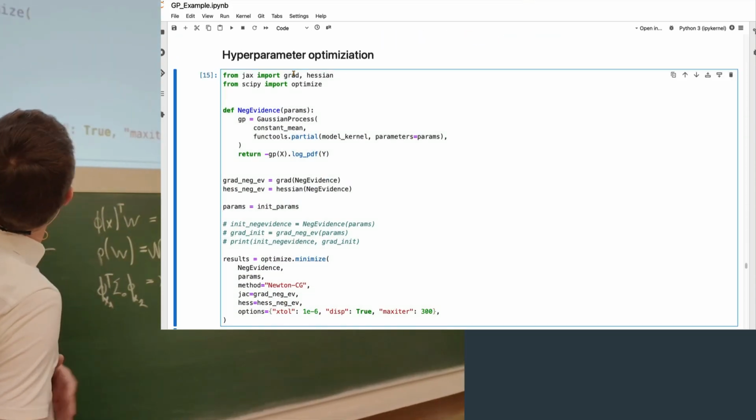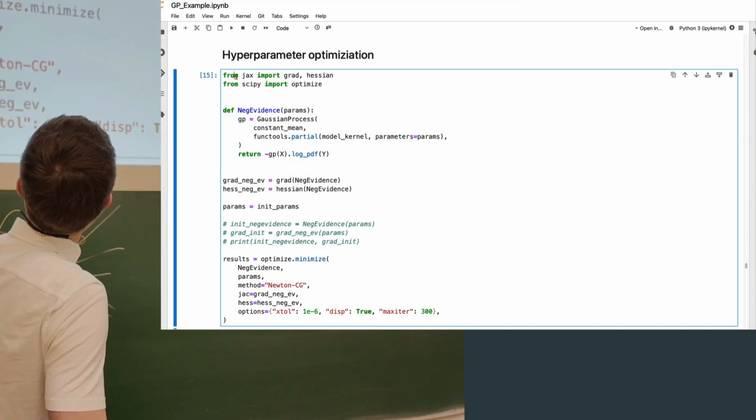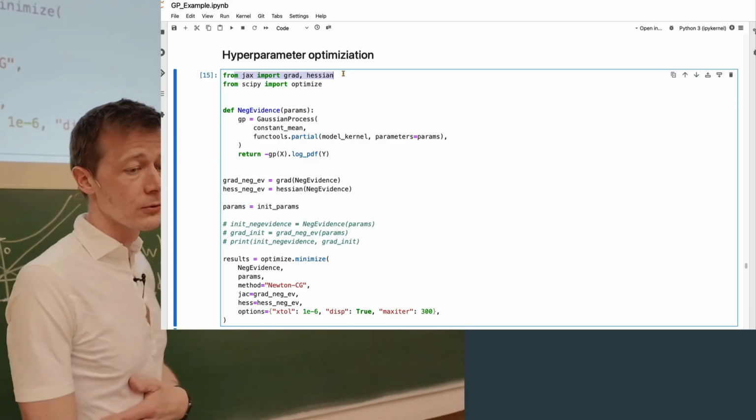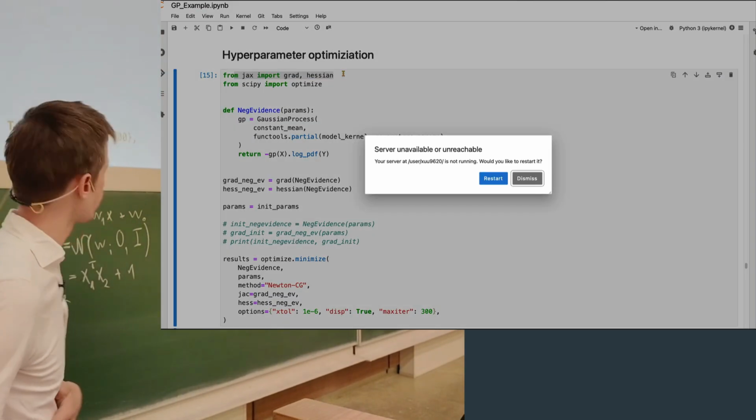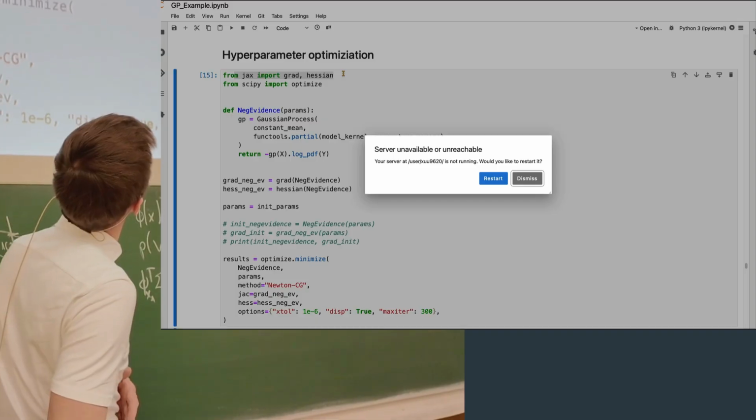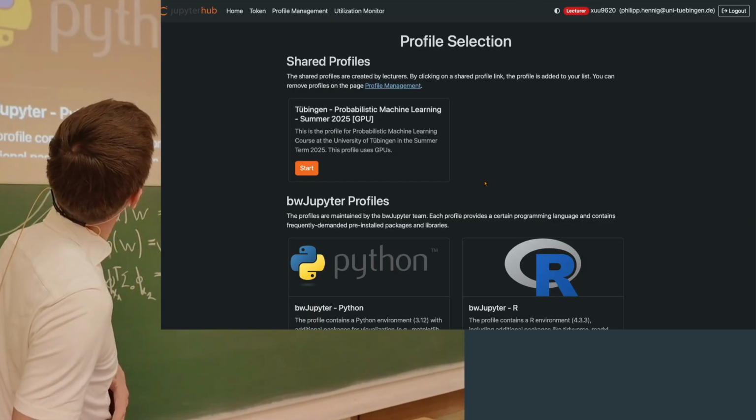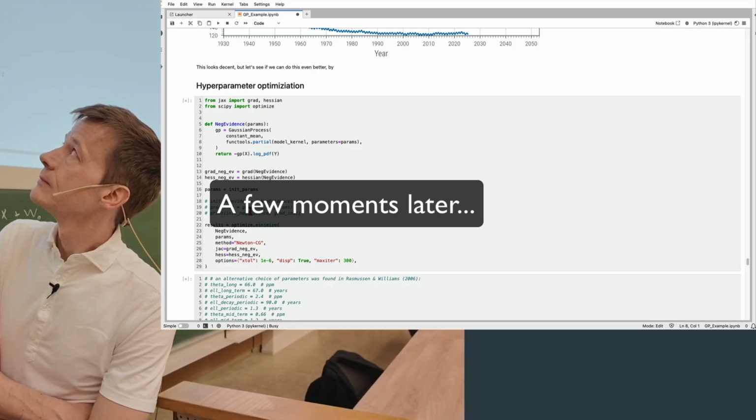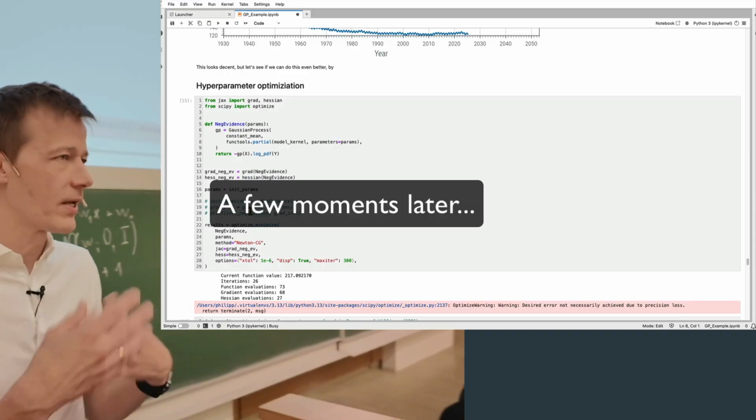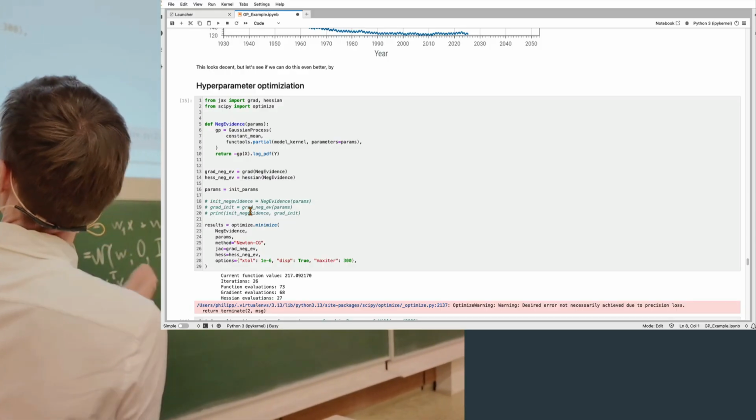So in this cell, I load from JAX the ability to compute gradients and Hessians. Oh no. Oh, come on. I just really want to show you. OK, so maybe while we're waiting for this, now we're done.